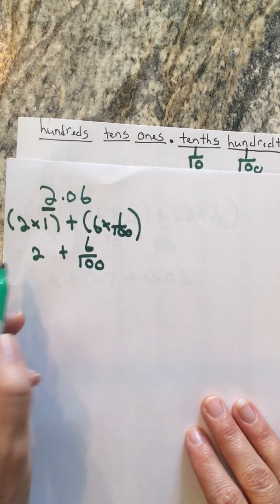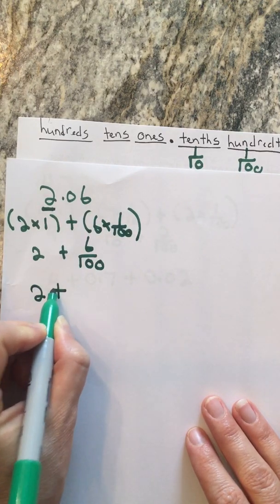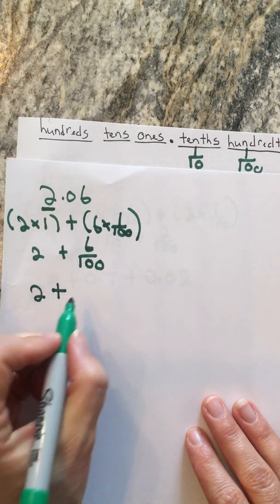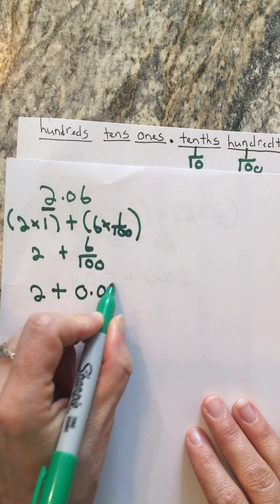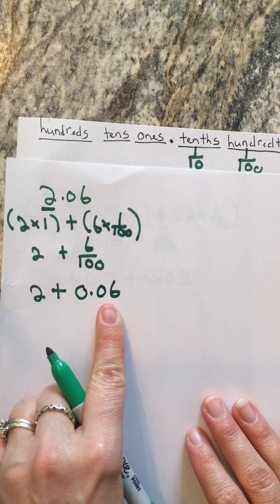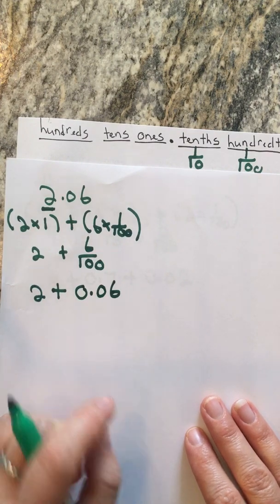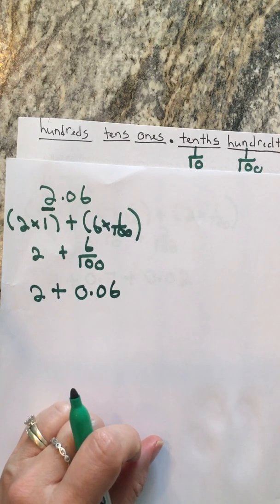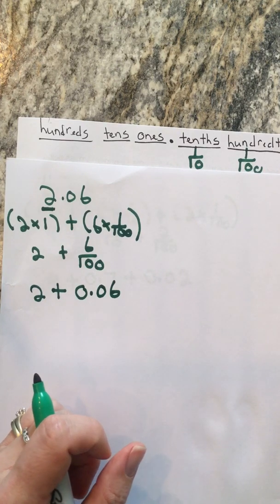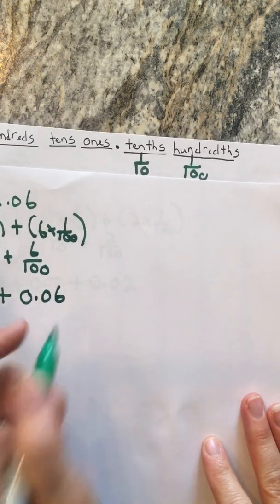Okay, here's how we use it with decimals. The 2 stays the same because it's in the ones place. Plus, and then I'm going to represent 6 hundredths as a decimal. Okay, notice that I put the 6 in the hundredths place. Well, the important thing to remember when we're expanding decimals is you need to think about the value of each digit.